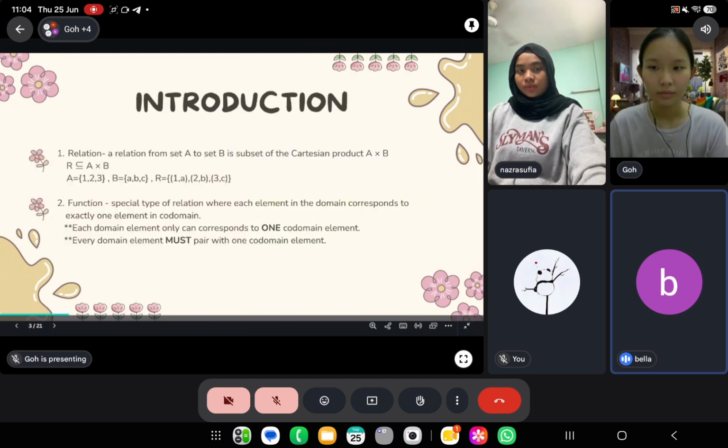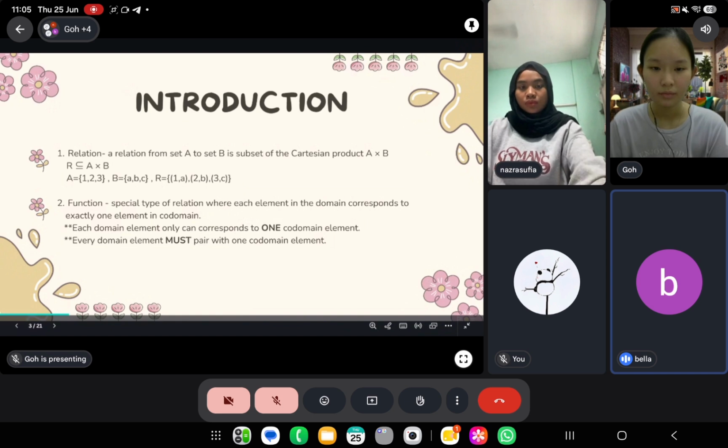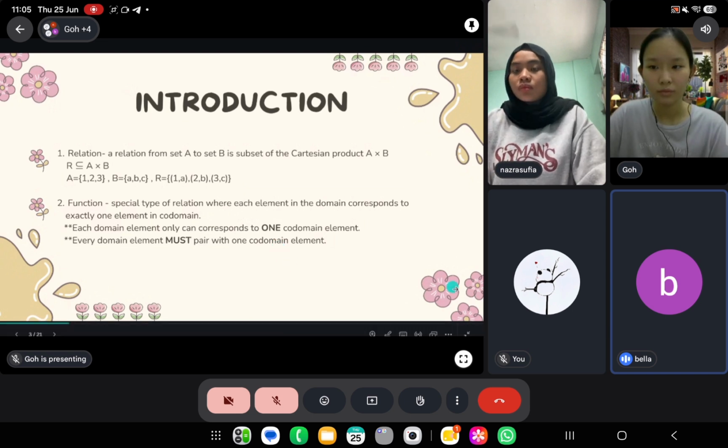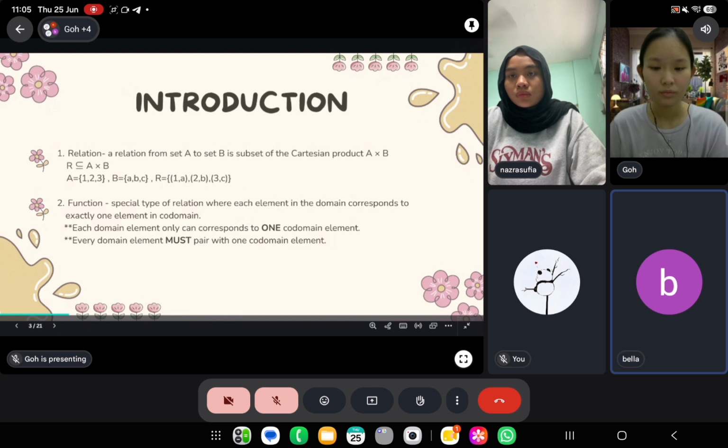A relation from set A to set B is a subset of the Cartesian product A cross B. In simple terms, a relation describes how elements from one set are connected to elements in another set. For example, if A equals the set {1, 2, 3} and B equals the set {a, b, c}, then the relation R = {(1,a), (2,b), (3,c)} shows the connections between the elements of the two sets.